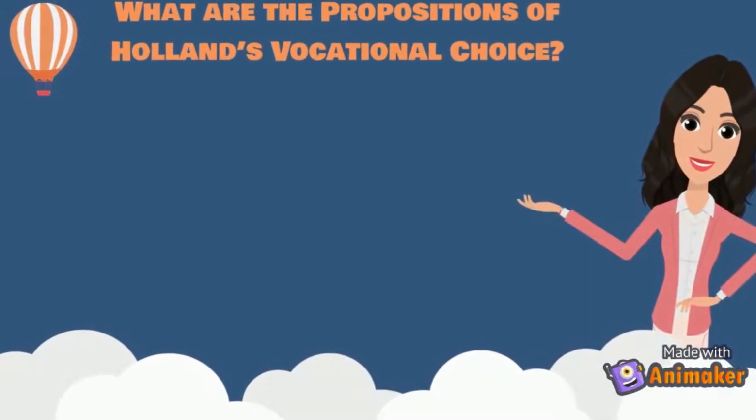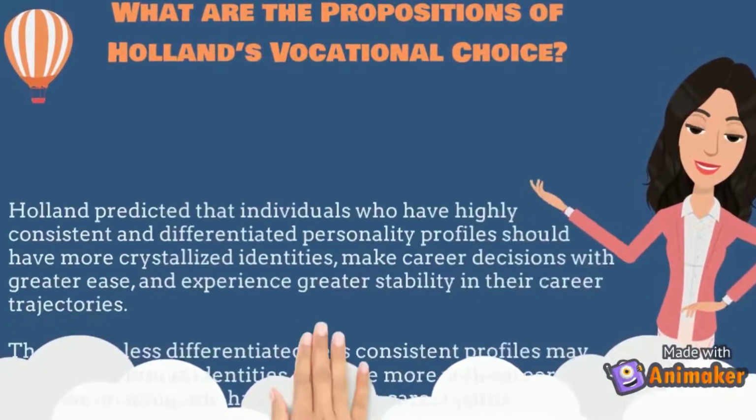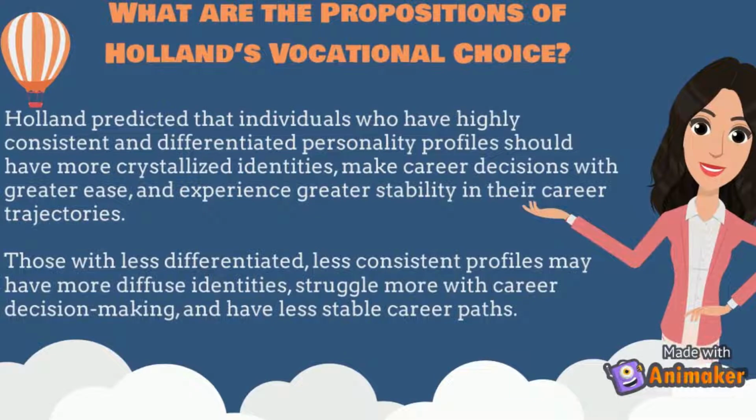What are the propositions of Holland's vocational choice? Holland predicted that individuals of highly consistent and differentiated personality profiles should have more crystallized identities, make career decisions with greater ease, and experience greater stability in their career trajectories. Those with less differentiated, less consistent profiles may have more diffuse identities, struggle more with career decision making, and have less stable career paths.